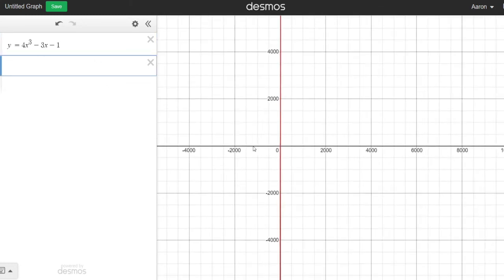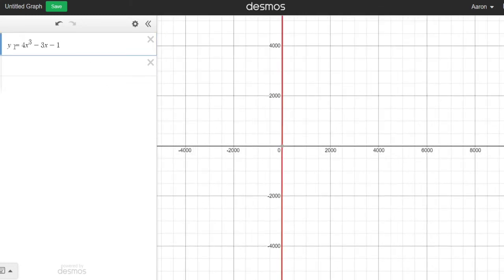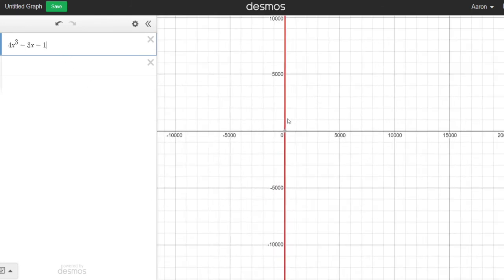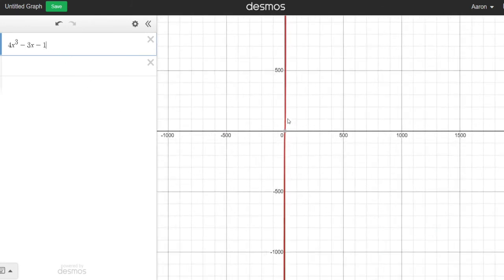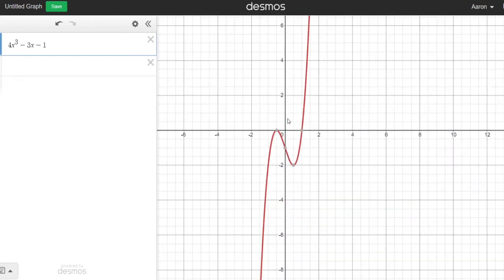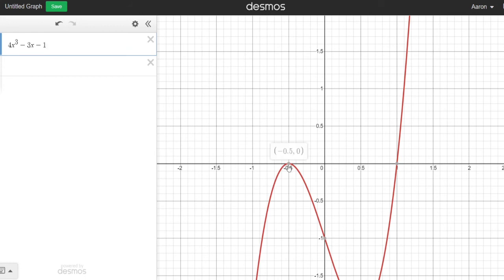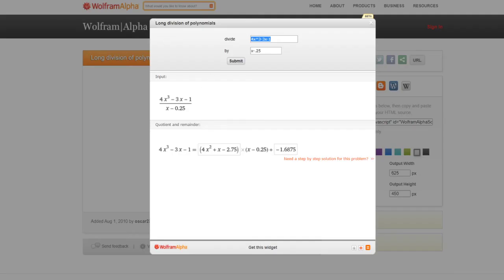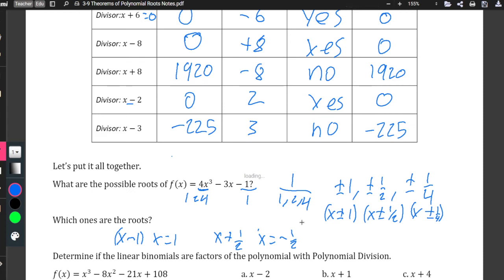Hello? That didn't work out properly. 4x cubed minus 4x minus. Oh, no, I'm just so far zoomed out. So using Desmos, we can find that because it comes in, it just touches and bends away. Our 1/2 has a multiplicity of 2. So we'd write that as multiplicity of 2.